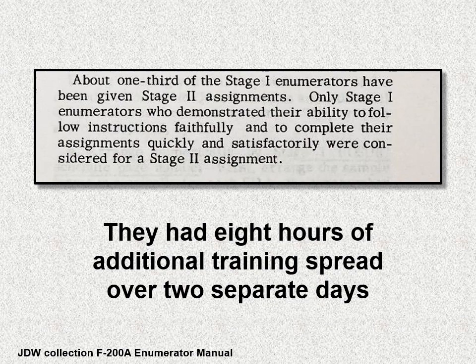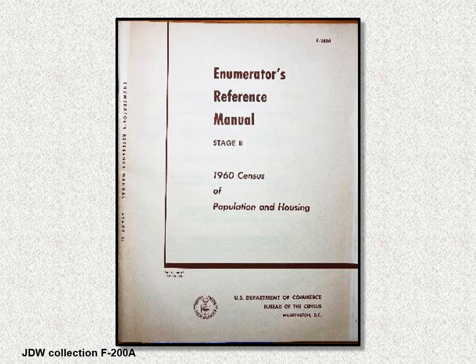Well, stage 2: about one-third of the stage 1 enumerators were given stage 2 assignments. Two-thirds of them were dismissed. Only stage 1 enumerators who demonstrated their ability to follow instructions faithfully and to complete their assignments quickly and satisfactorily were considered for a stage 2 assignment. And they had 8 hours of additional training. And they're going to be dealing with the long form. They have their own manual.